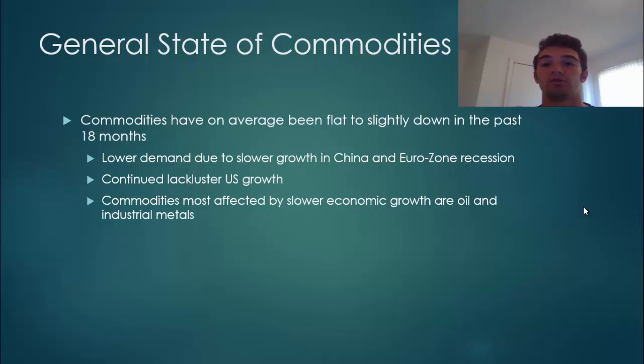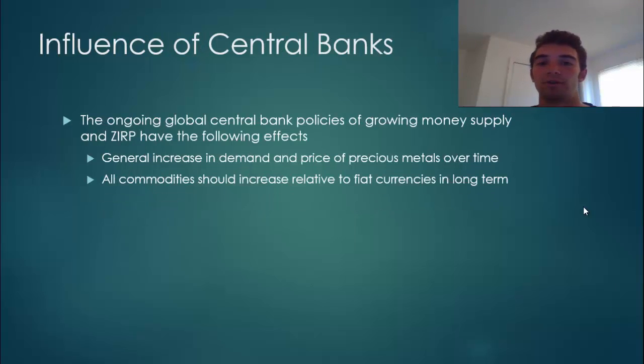And regarding industrial metals, not the precious ones, but industrial metals like aluminum, copper, nickel, and zinc, which are used for things like construction, pipes, components of buildings. With slower economic growth and a lack of demand, the demand for those has gone down, and that's why they've been negatively affected recently.